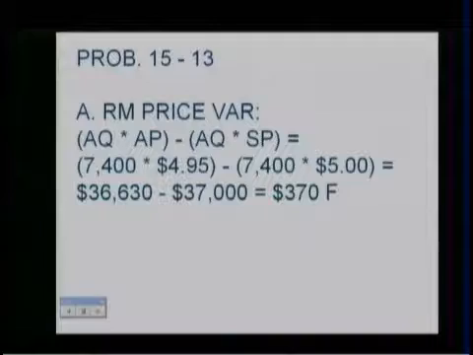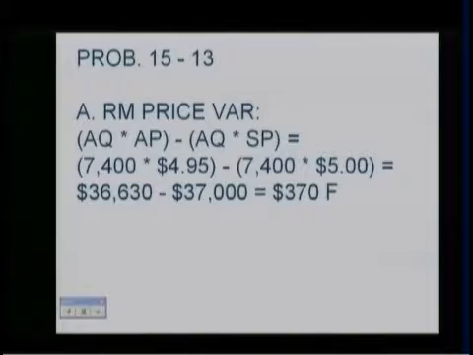We still do the same thing. Let's do the purchasing variance first, as if we were purchasing it. Let's take the 7,400 units that we actually purchased and multiply that by the actual price we paid, which was $4.95. And let's compare that to the actual amount we purchased and what we should have paid, which was $5. If you do your math there, you find out that the difference between the actual quantity times actual price and the actual quantity times standard price is $370 to the good. That's a favorable variance. That means that your purchasing department did a good job. They were able to purchase the raw materials for less than they had budgeted.